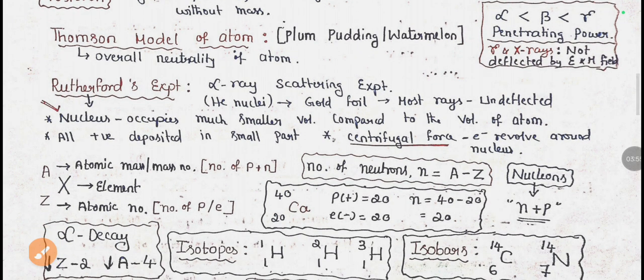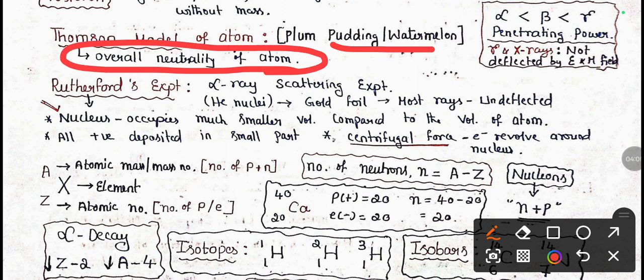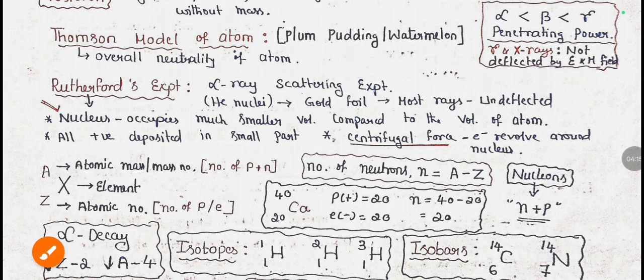Now come to the Thomson model of the atom, which is also called the plum pudding model, also called the watermelon model. Here you remember only one point about this model, that this model explained the overall neutrality of the atom. So the overall neutrality of the atom is explained by the Thomson model of the atom.